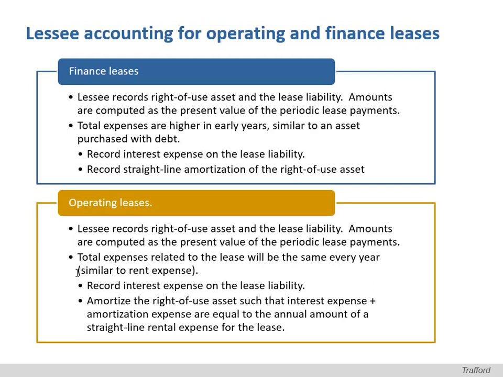So the big change for operating leases is actually not on the income statement, it's on the balance sheet. It's the fact that now even an operating lease is going to show up on the balance sheet as an asset with a related lease liability.